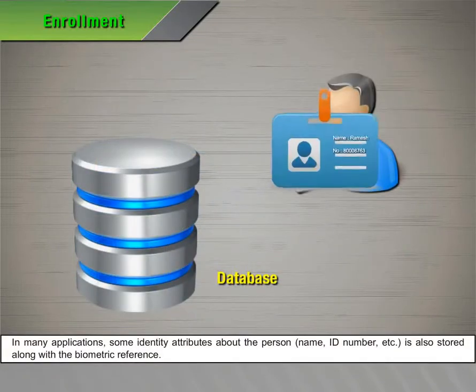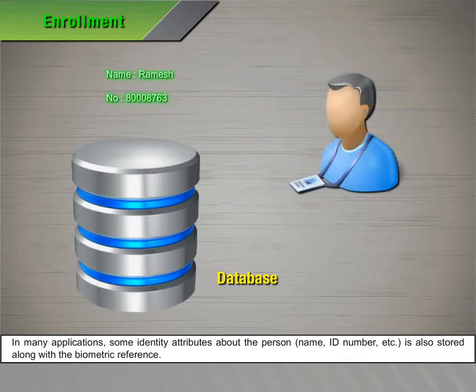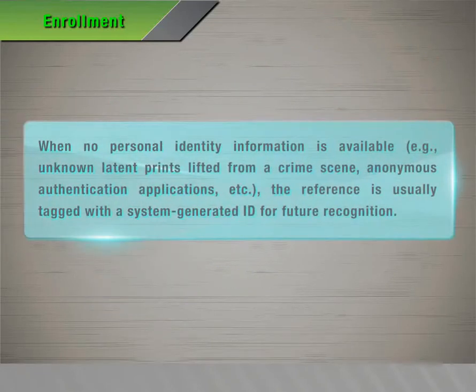In many applications, some identity attributes about the person, that is name, ID number, etc., is also stored along with the biometric reference. When no personal identity information is available, for example, unknown latent prints lifted from a crime scene, anonymous authentication applications, etc., the reference is usually tagged with a system-generated ID for future recognition.